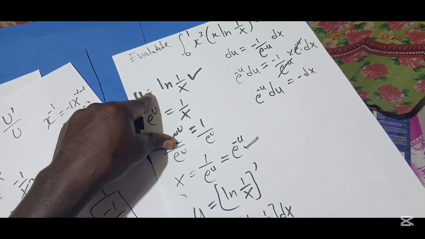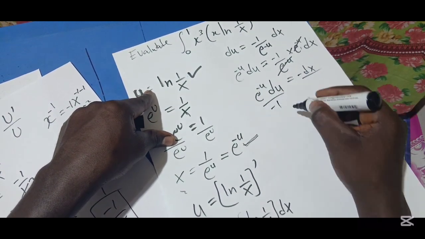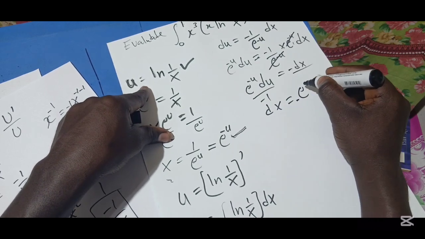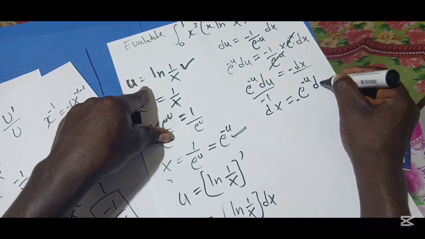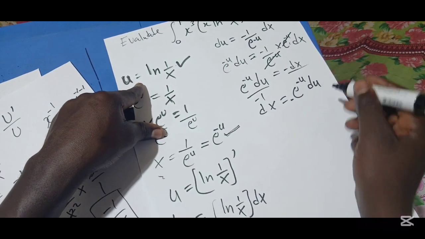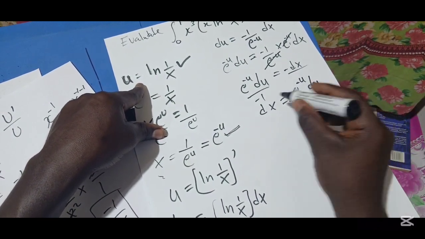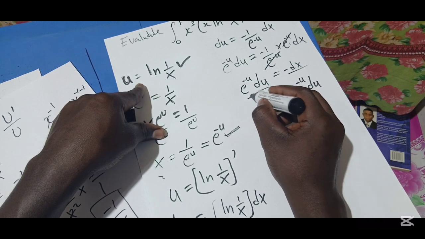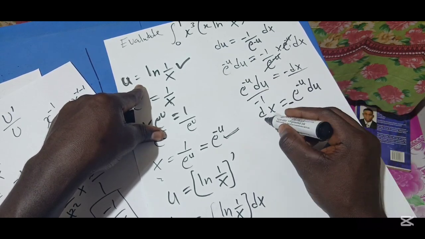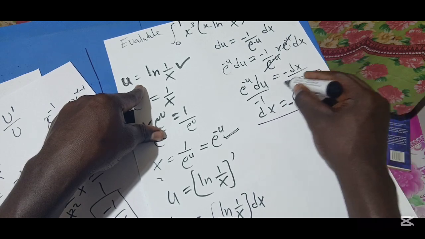Because we are looking for dx, let's divide through by negative 1. So our dx is going to be negative e to the power negative u du. If we divide through by negative 1, this negative sign is going to affect this side, bringing our negative sign here. So we also need to know this.